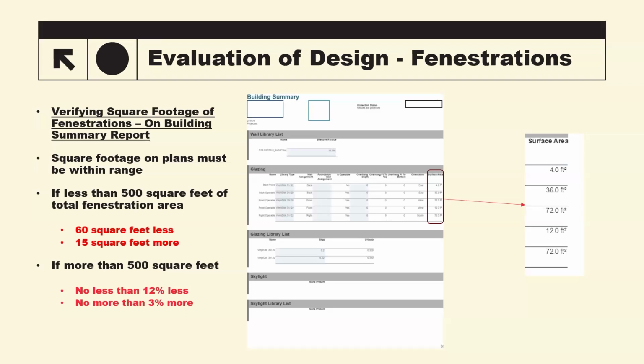If you've got more than 500 square feet of glass on the window, then we convert that into a percentage less or a percentage more. So now you're looking at not less than 12% less and not more than 3% more. Again, that's that range, that variation of fenestrations that are on there. I'll try not to keep saying it over and over again, but if it's outside of that range, then you do not proceed to the next step.